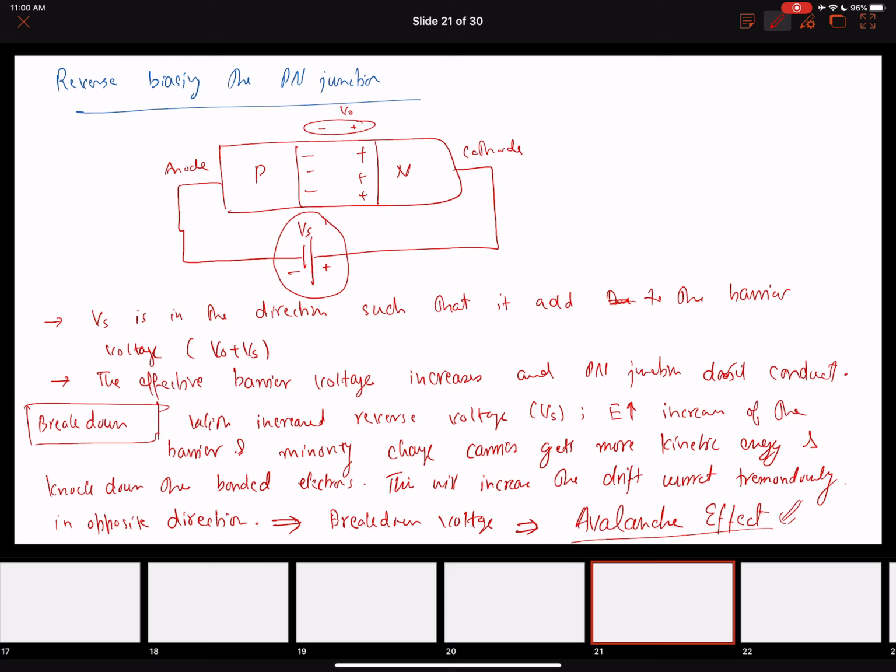All right, so this will finish up this lecture, and in the next lecture we're going to talk about the IV characteristics of a real diode.